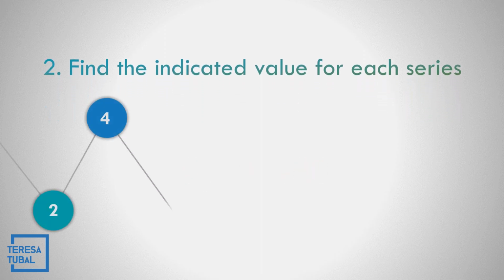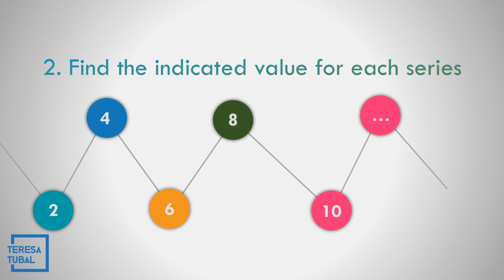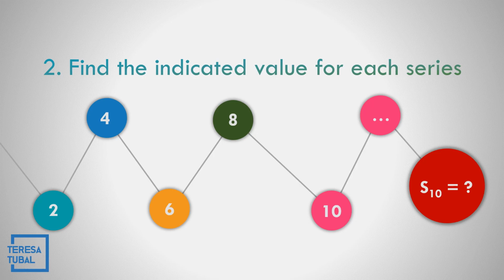How about number 2, the sequence 2, 4, 6, 8, and 10? What do you think is the pattern? Correct. The answer is 2. We add 2 from the first up to the second term. So 2 plus 2 is 4. 4 plus 2 is 6. 6 plus 2 is 8. 8 plus 2 is equal to 10.